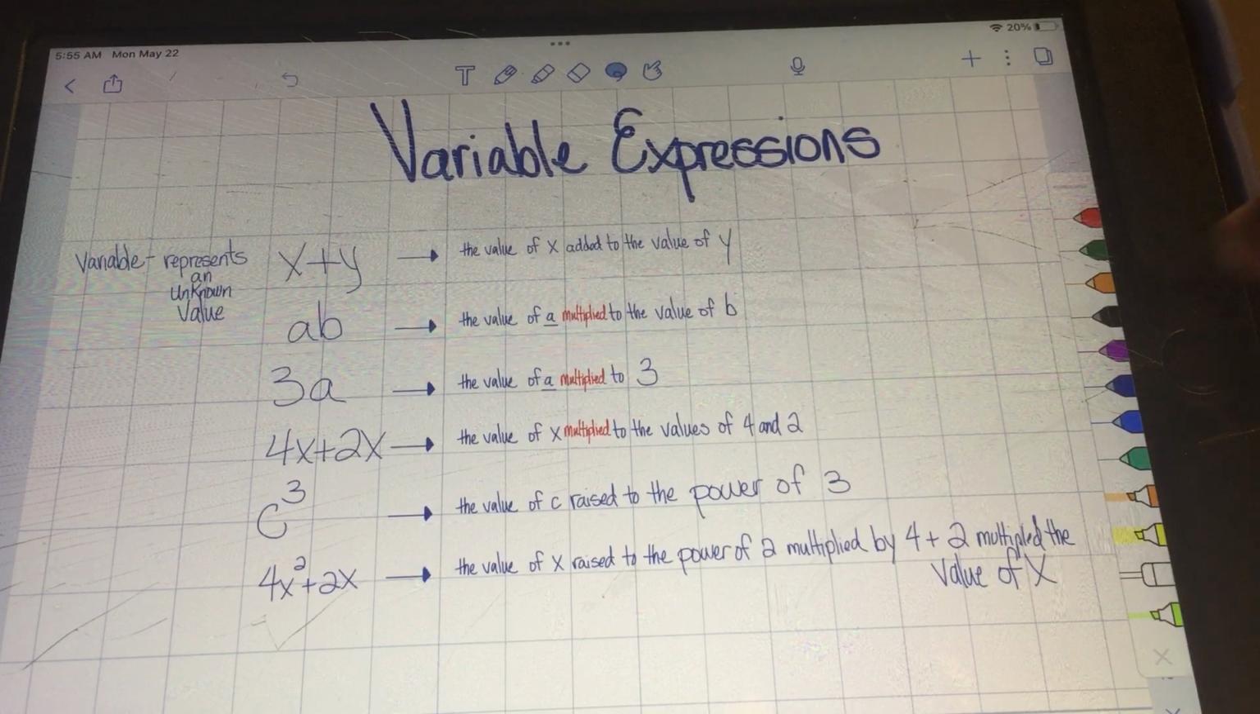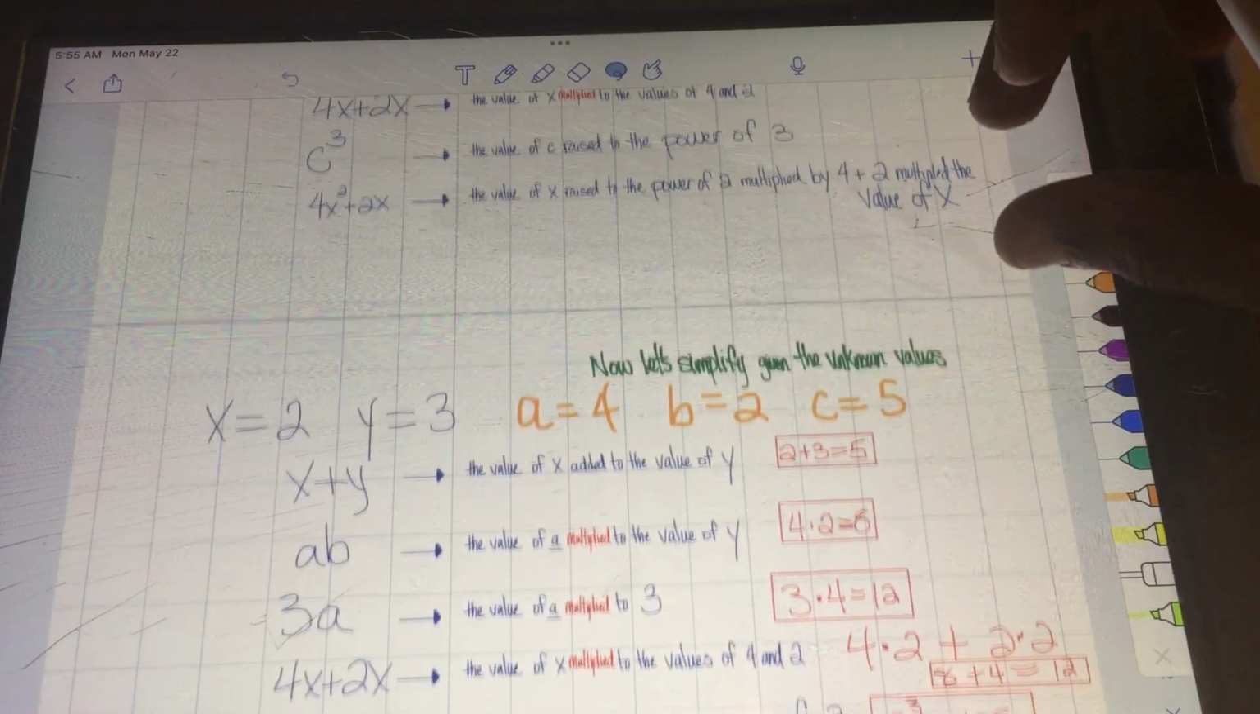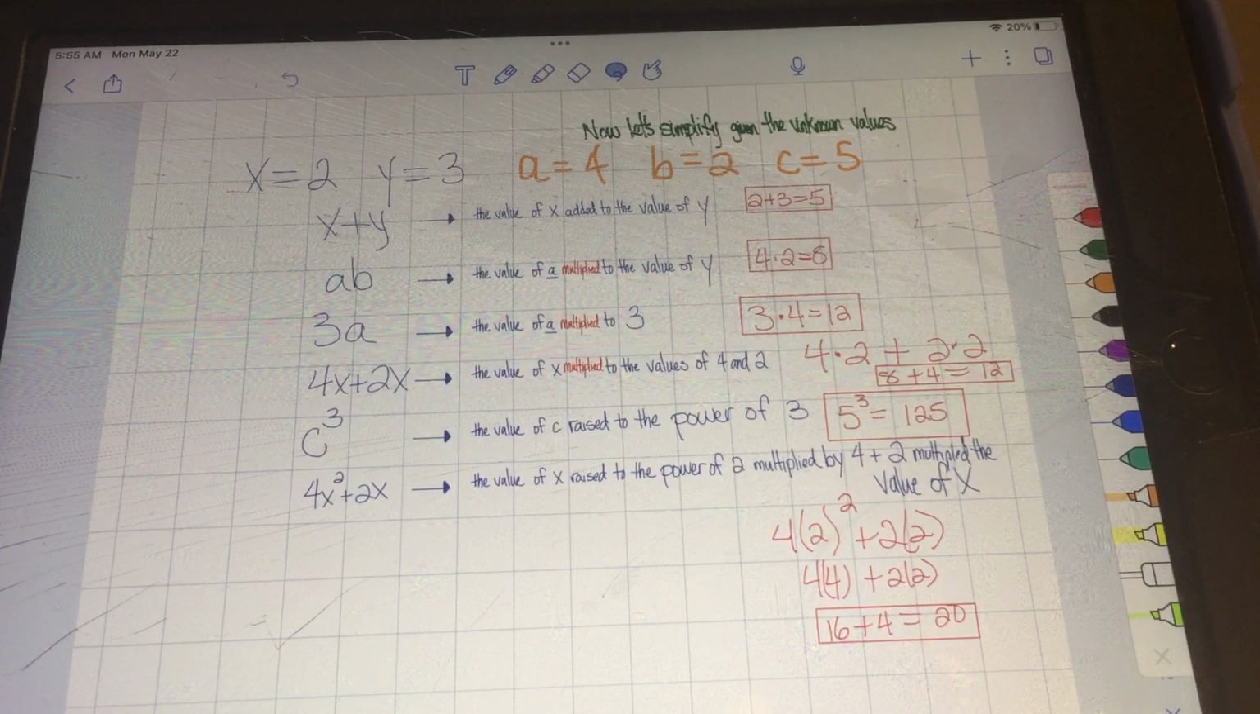Okay, so now I would like us to see what that simplified version would look like if we actually know the values of our unknown numbers. So here I put in values. We have x is equal to 2, y is equal to 3, a is equal to 4, b is equal to 2, and c is equal to 5. So we would simply use these values to represent our unknown numbers.